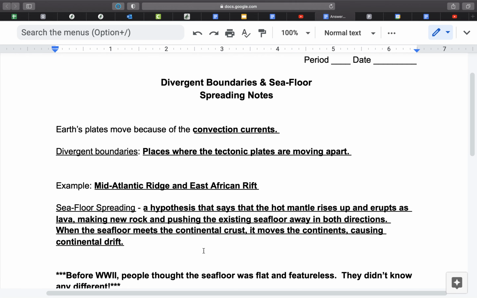So the idea of seafloor spreading is an idea that took many years to develop, but it was first discovered by people mapping out the seafloor. So seafloor spreading is just an idea that says that hot mantle or hot molten material rises up and erupts in these gaps or openings at divergent boundaries, and it pushes the existing seafloor to the sides, and as it does that, it causes that seafloor to spread apart or move in opposite directions at that divergent boundary.